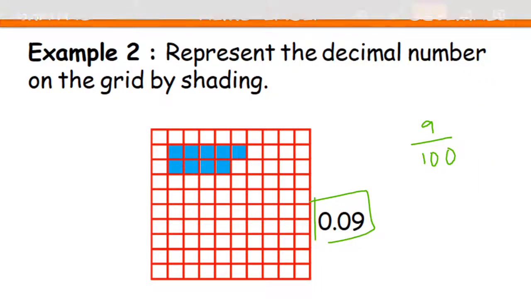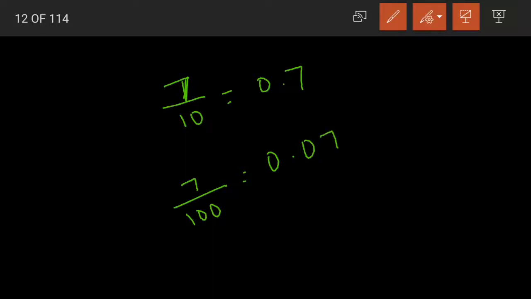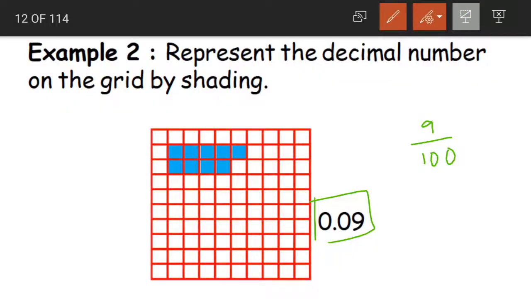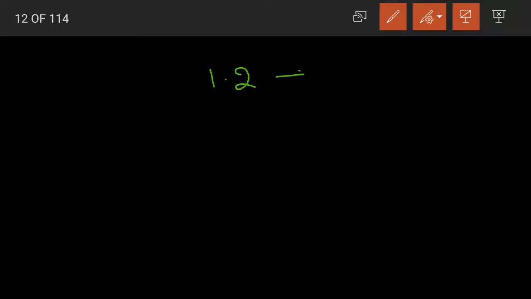What did we learn today? We learned simple conversions. Suppose 7 by 10, you convert it as 0.7. If you have 7 by 100, it would be 0.07. In the same way, if I give you 1.2, how will you convert it into a fraction?